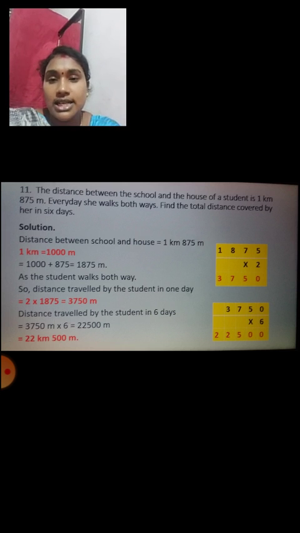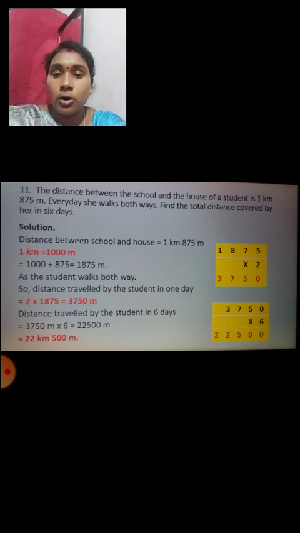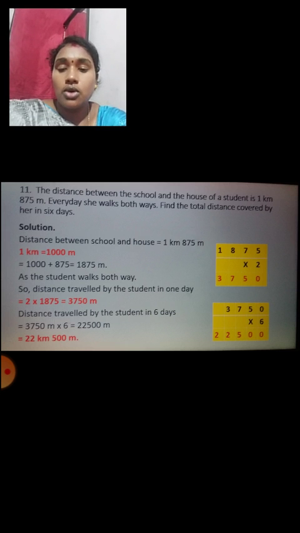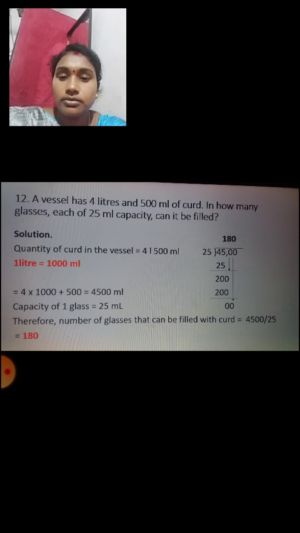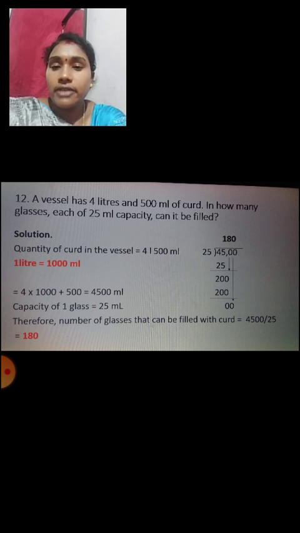Okay children? So the next sum is the final sum we are going to see, and followed by, I have given you 2 sums as homework. You got to do those 2 sums and show it to me. Okay children? Now this is a very easy sum, yet a very important sum also. So please pay attention.